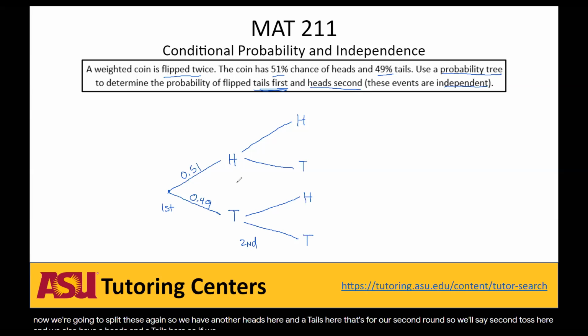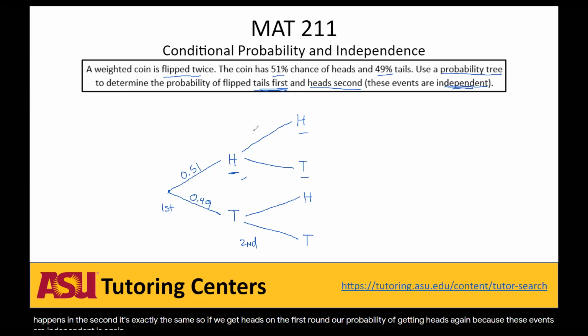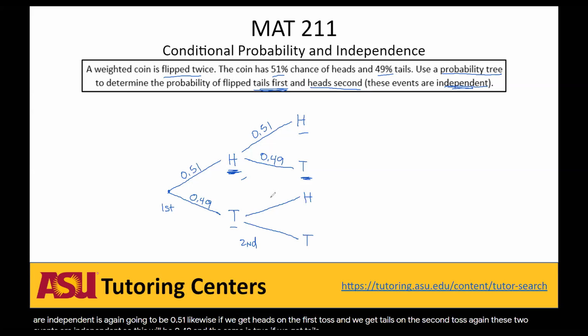If we get heads the first time, it doesn't matter what happens in the second. It's exactly the same. So if we get heads in the first round, our probability of getting heads again, because these events are independent, is again going to be 0.51. Likewise, if we get heads on the first toss and tails on the second toss, again, these two events are independent, so this will be 0.49. And the same is true if we get tails on the first toss. Our events are independent, so our probabilities are going to be the same for heads or tails.